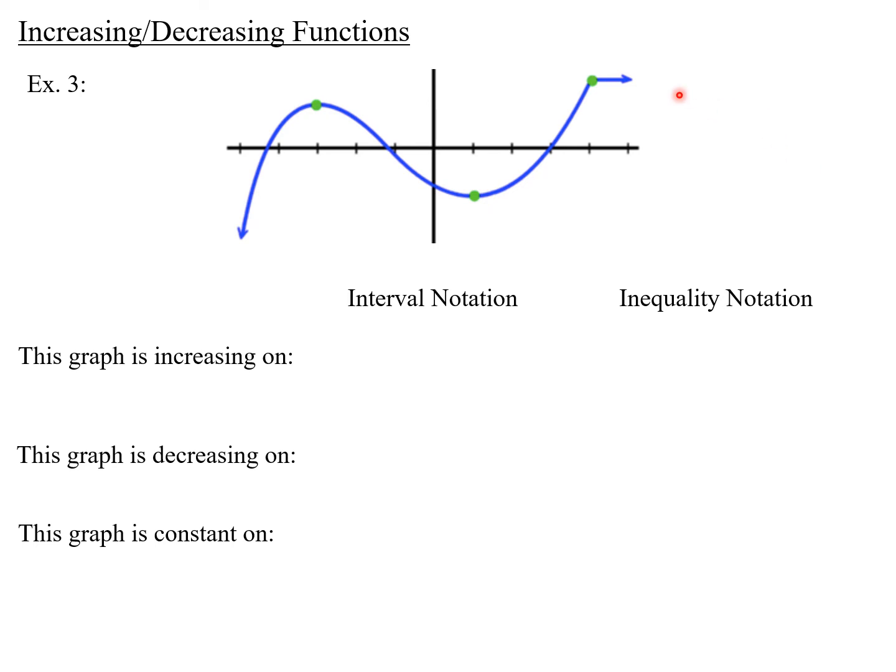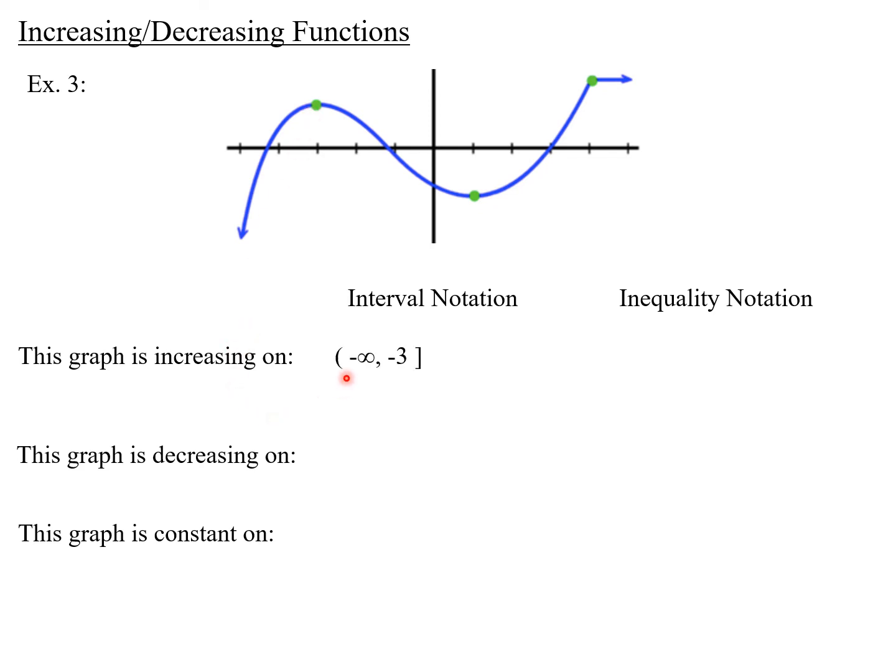Now let's talk about intervals where the functions are either increasing, decreasing, or remaining constant. We want to write these in both interval notation and inequality notation. First of all, where is the graph increasing? I see it's increasing in this part. For x values, this arrow indicates that it goes off to negative infinity. So from negative infinity to x equals -3, it is increasing, and we're going to write it that way.